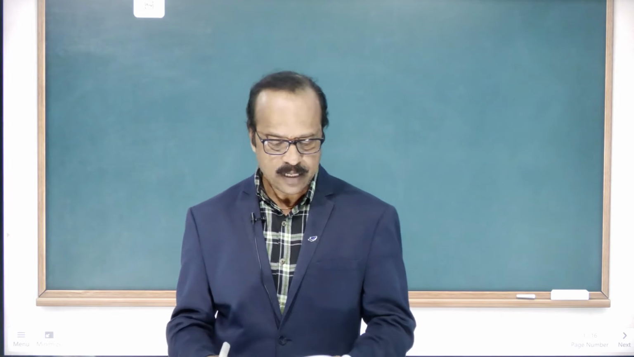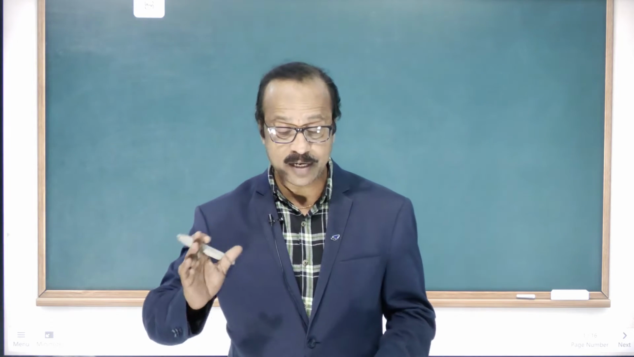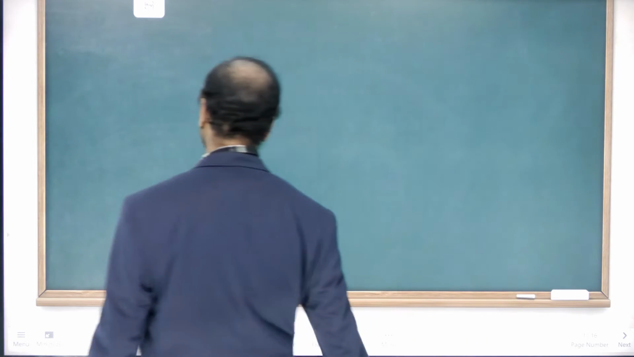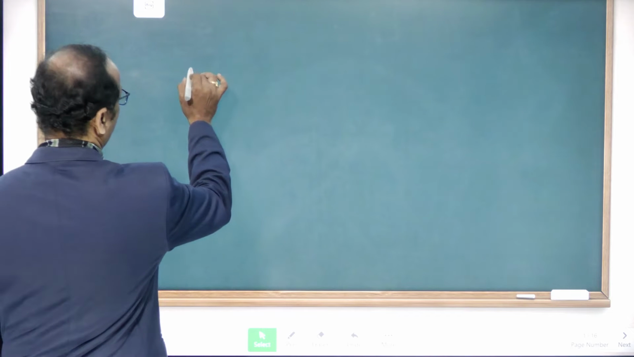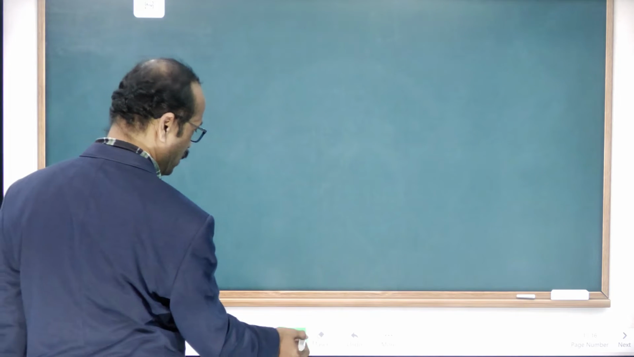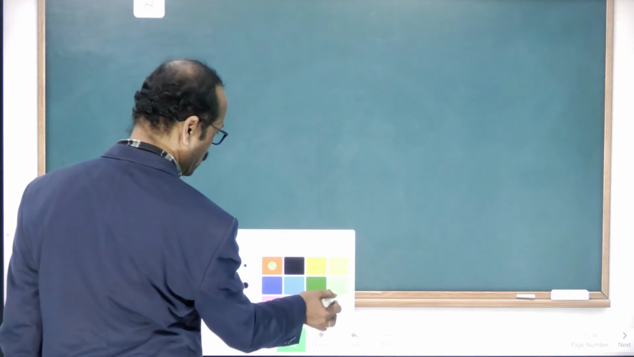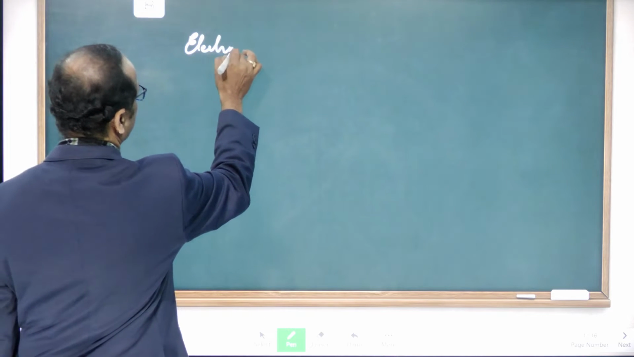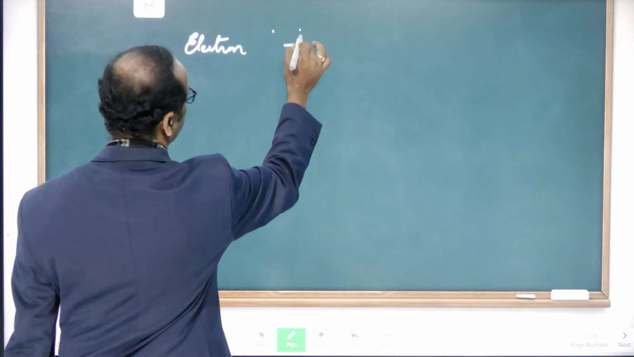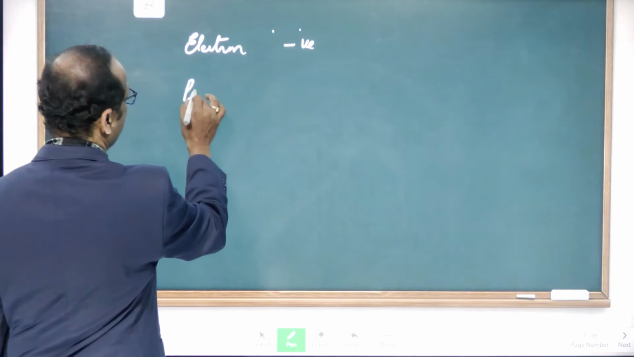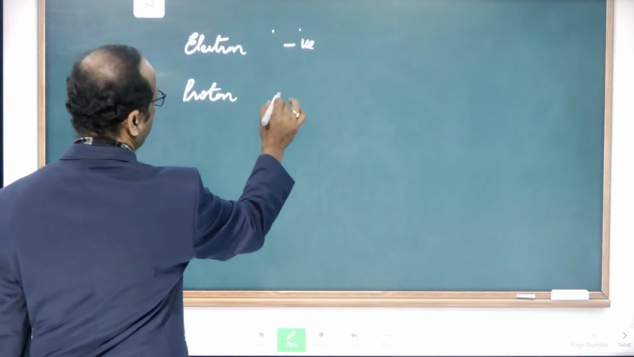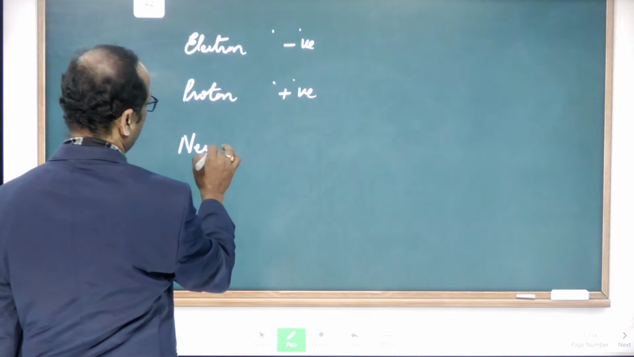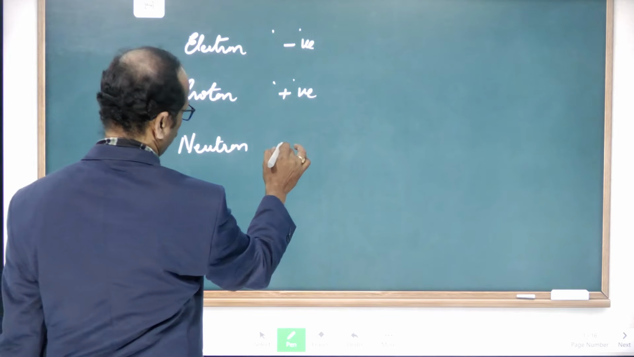Next you see here, the fundamental particle is not deflected by electric and magnetic field. This is an important question. So we have the electrons, protons and neutrons. Electron carries a negative charge. Proton carries a positive charge. And neutron, no charge, 0. Neutral.